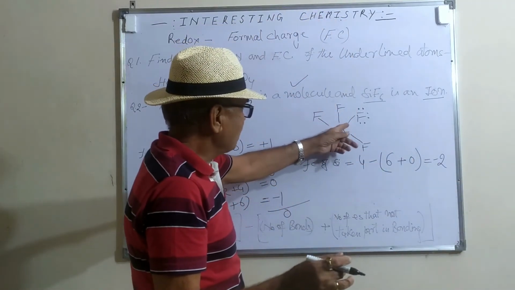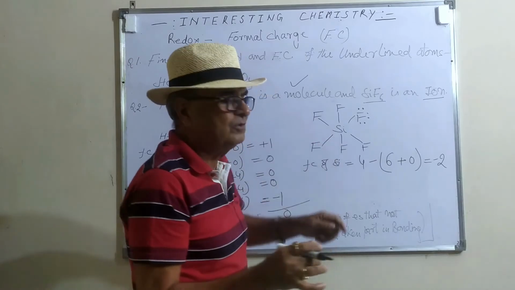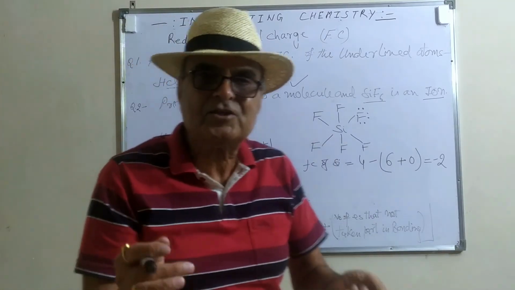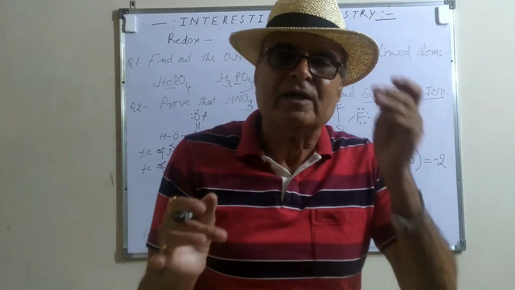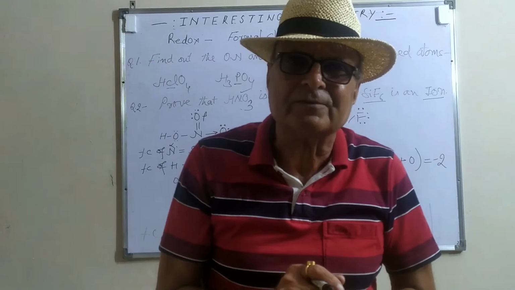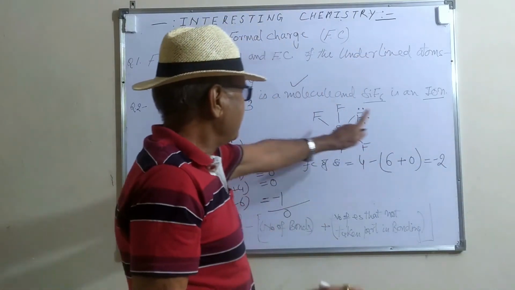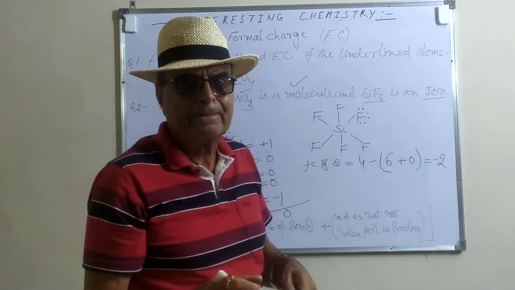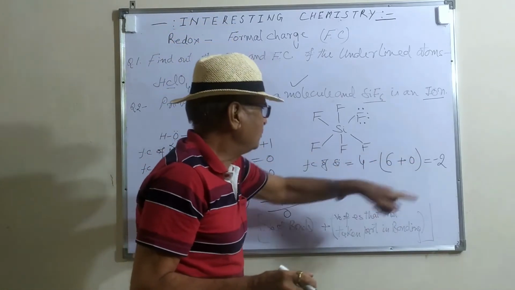There is no covalent bond here. How will you know? When there is a covalent bond, you can find positive and negative formal charge. But here, in the case of SiF6, there is no covalent bond. So here -2.